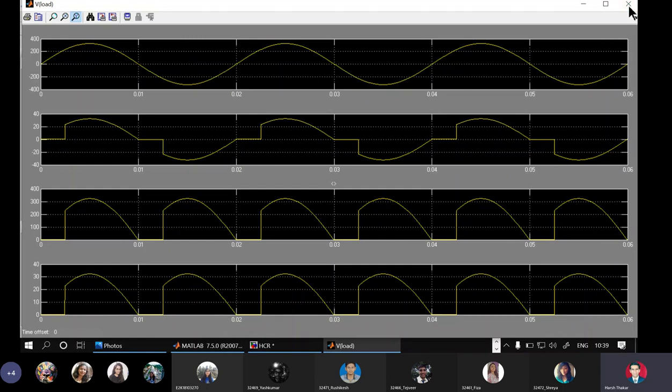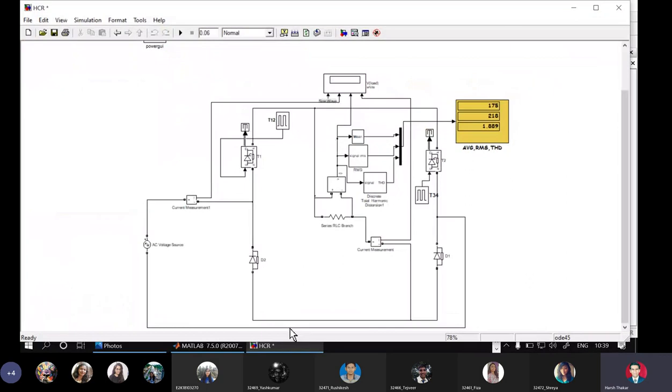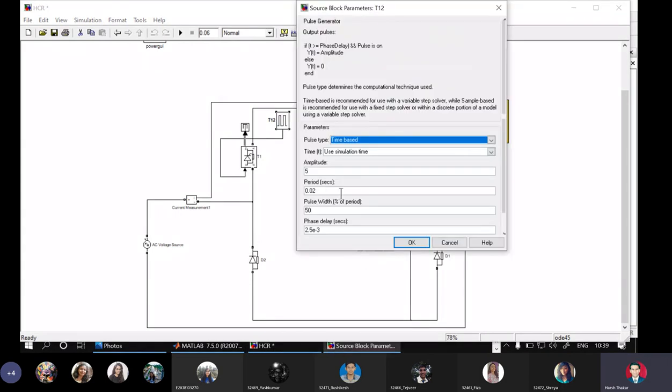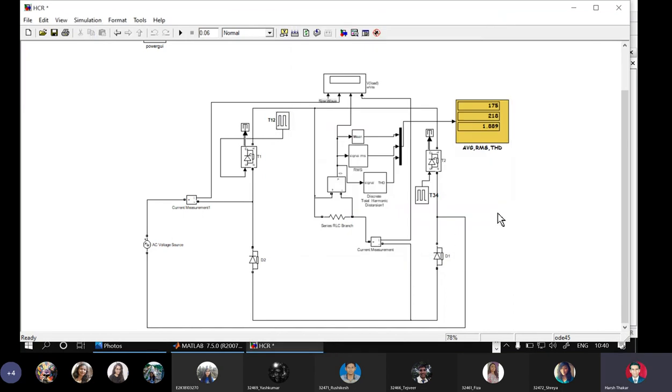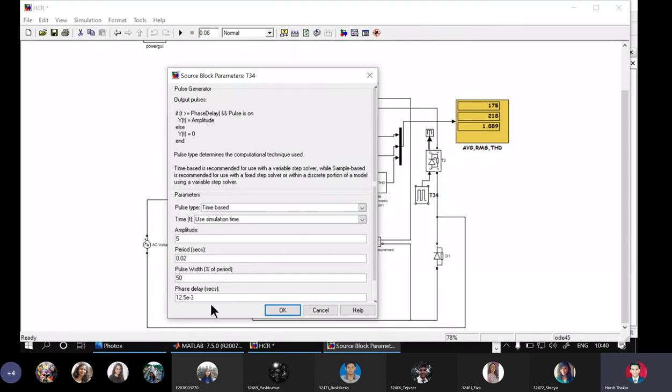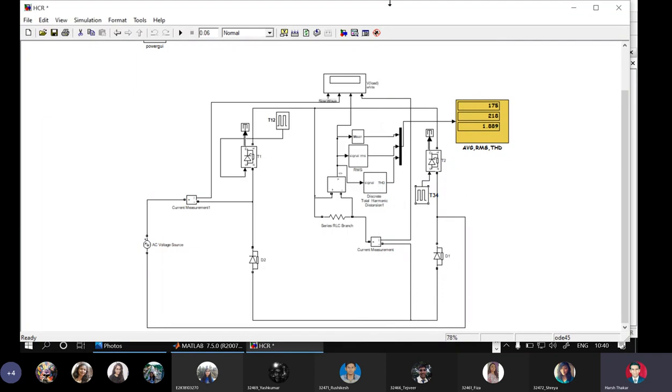Is it clear? Let me show you what happens when I change the firing angle. So I can go here and I want to keep the firing angle as 90 degrees. Go to T12 and I will give a phase delay of 5 milliseconds, 5e minus 3. Say OK, and I will go here and set 15e minus 3. Save, simulate.